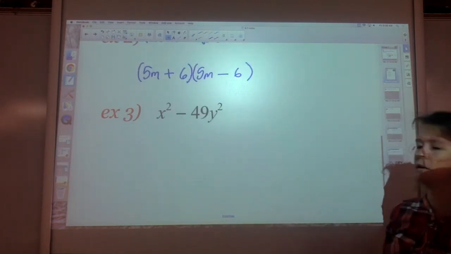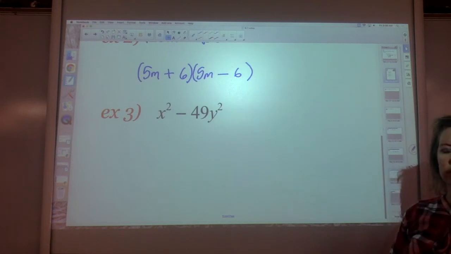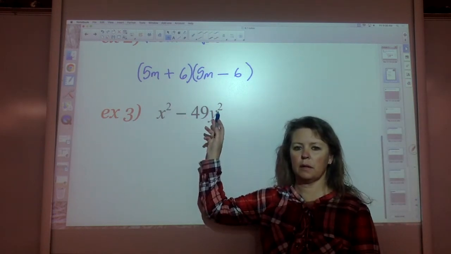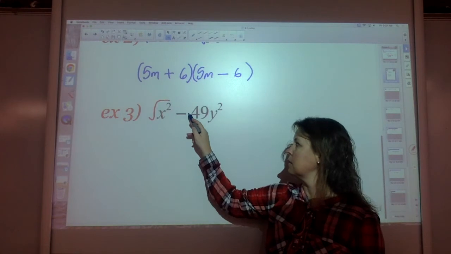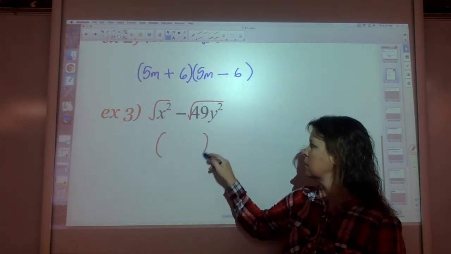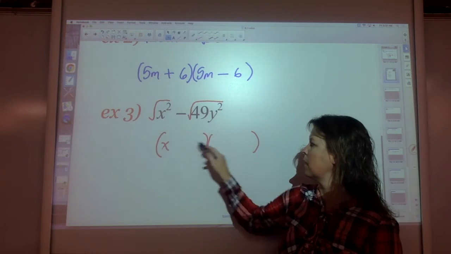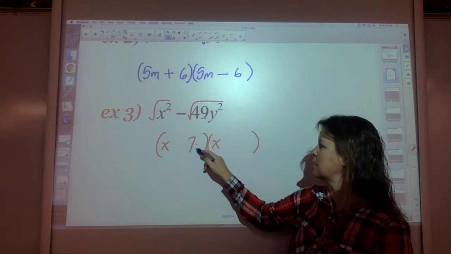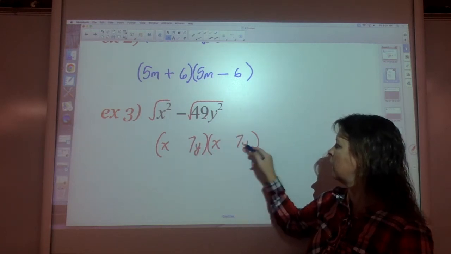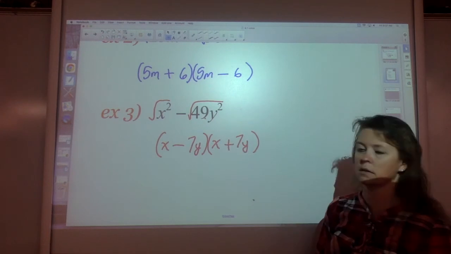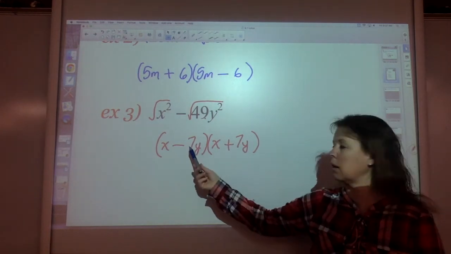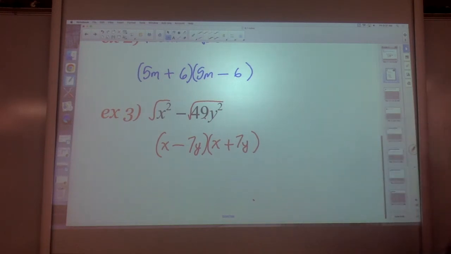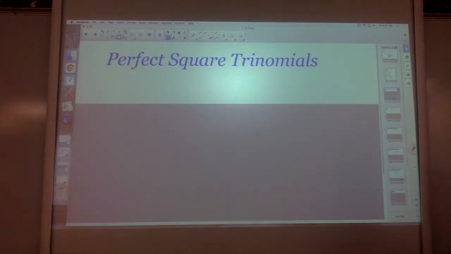How about x squared minus 49y squared? Yes, it has a variable on both sides, but luckily, those variables are both squared, so we can do it. Square root this, square root this. Split the x squared up into x times x. The square root of 49y squared is 7y, 7y, and make sure one of them is plus and one of them is minus. Notice I switched it this time because it doesn't matter. Minus, plus, or plus, minus. That's enough about difference of two squares.